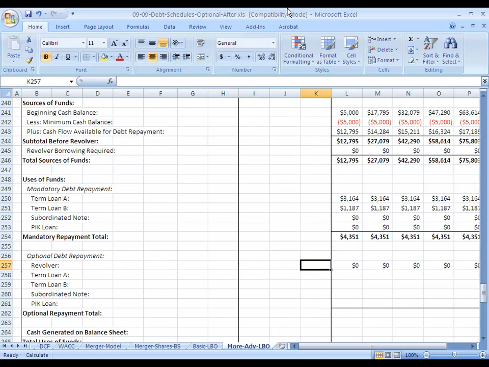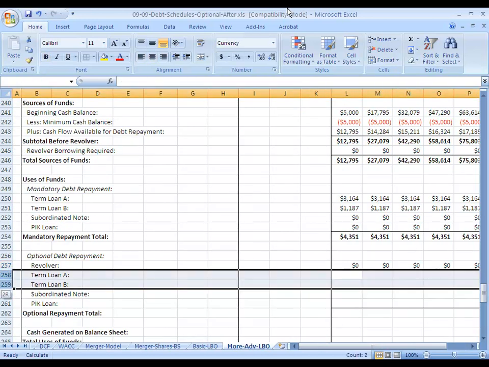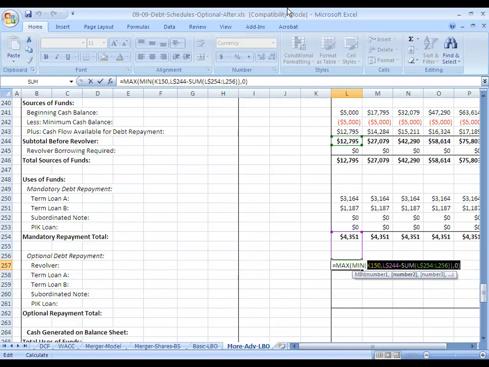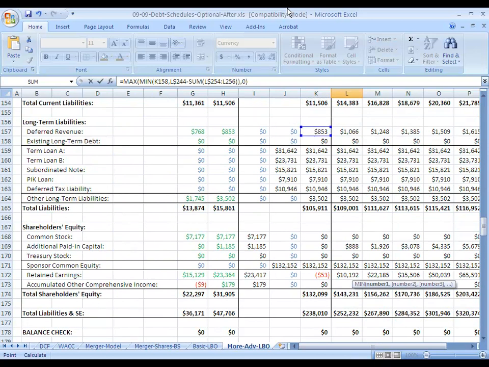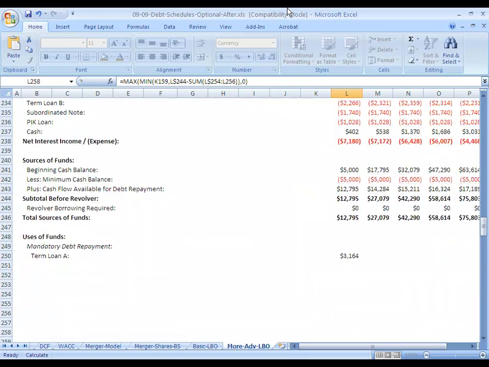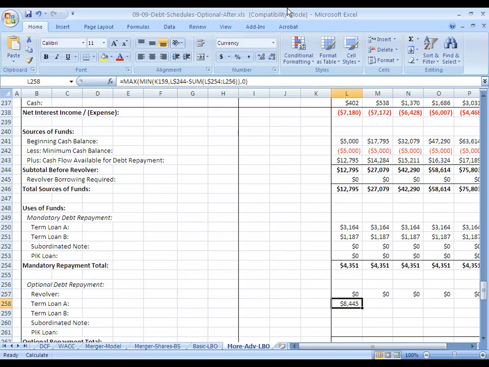Now for the next tranches of debt here, so for term loan A and term loan B, similar logic applies. So I'm actually going to go in and just copy this formula and paste it right here. The differences are that instead of K150 here, remember we want to be drawing from the previous term loan A number. So I'm going to go up to the balance sheet and take our 2009 pro forma term loan A number right here. And also, we want this sum formula to extend all the way down through L257 because we want to include optional repayments on the revolver here.